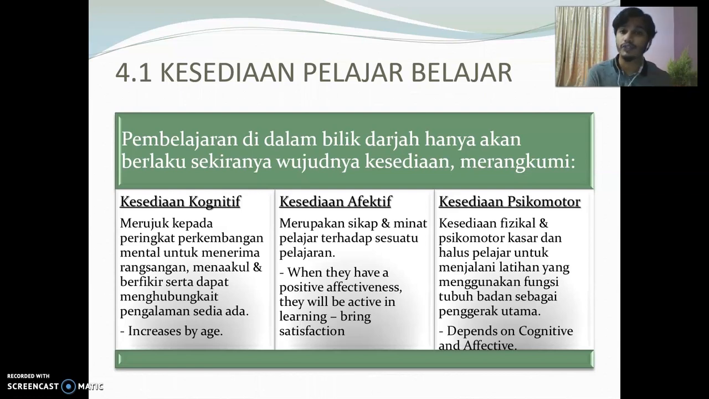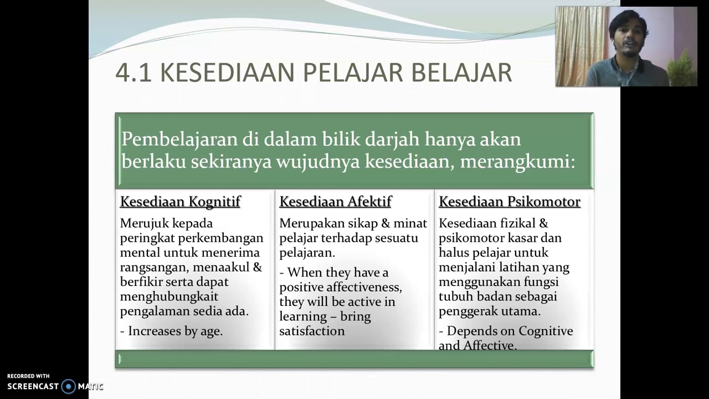And also same goes to psychomotor. Psychomotor is basically about your physical control, okay? Ataupun psychomotor kasar dan halus pelajar untuk menjalani latihan yang menggunakan fungsi tubuh badan sebagai penggerak utama. Basically, you move your bodies towards whatever is related to your cognitive and affective and all that.